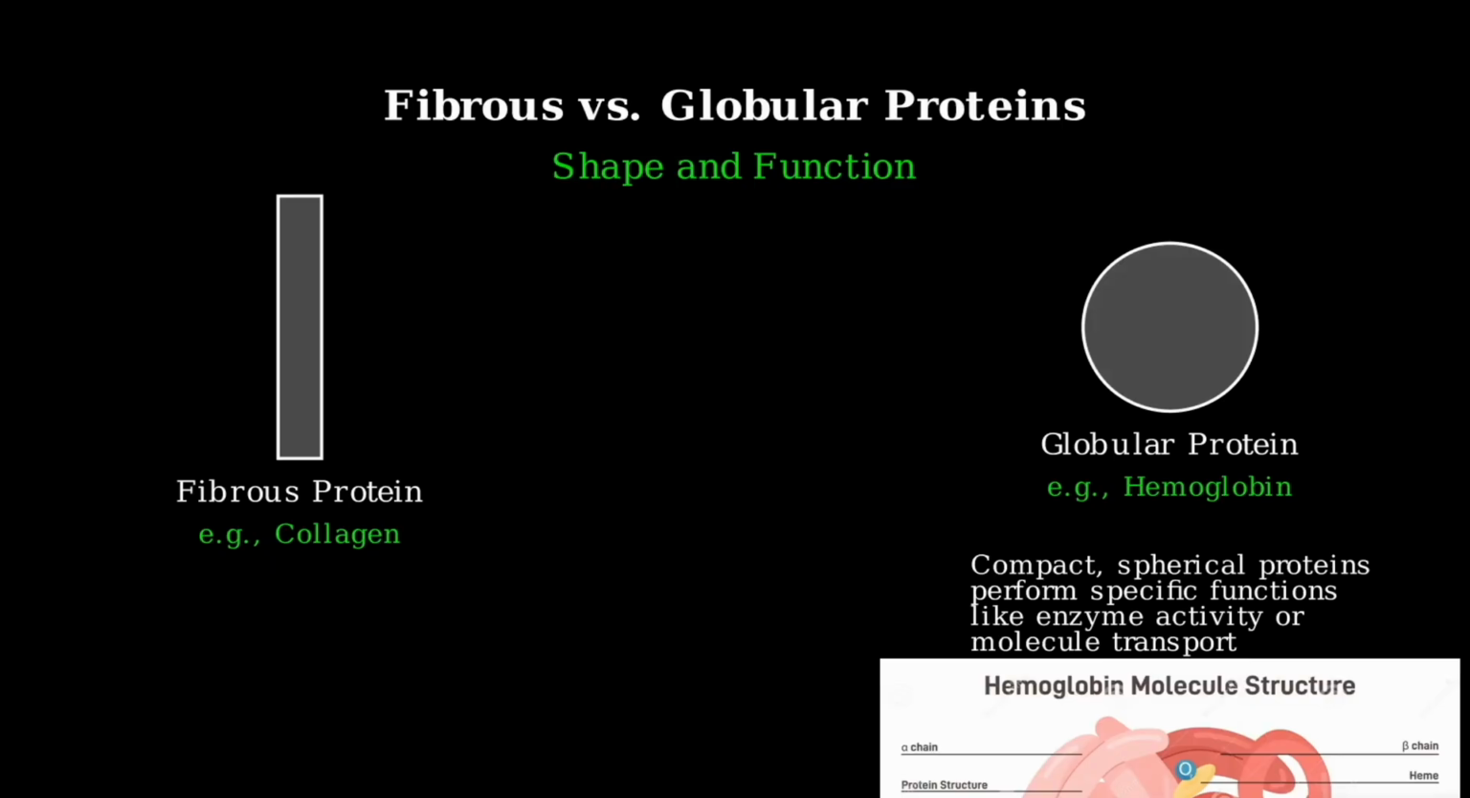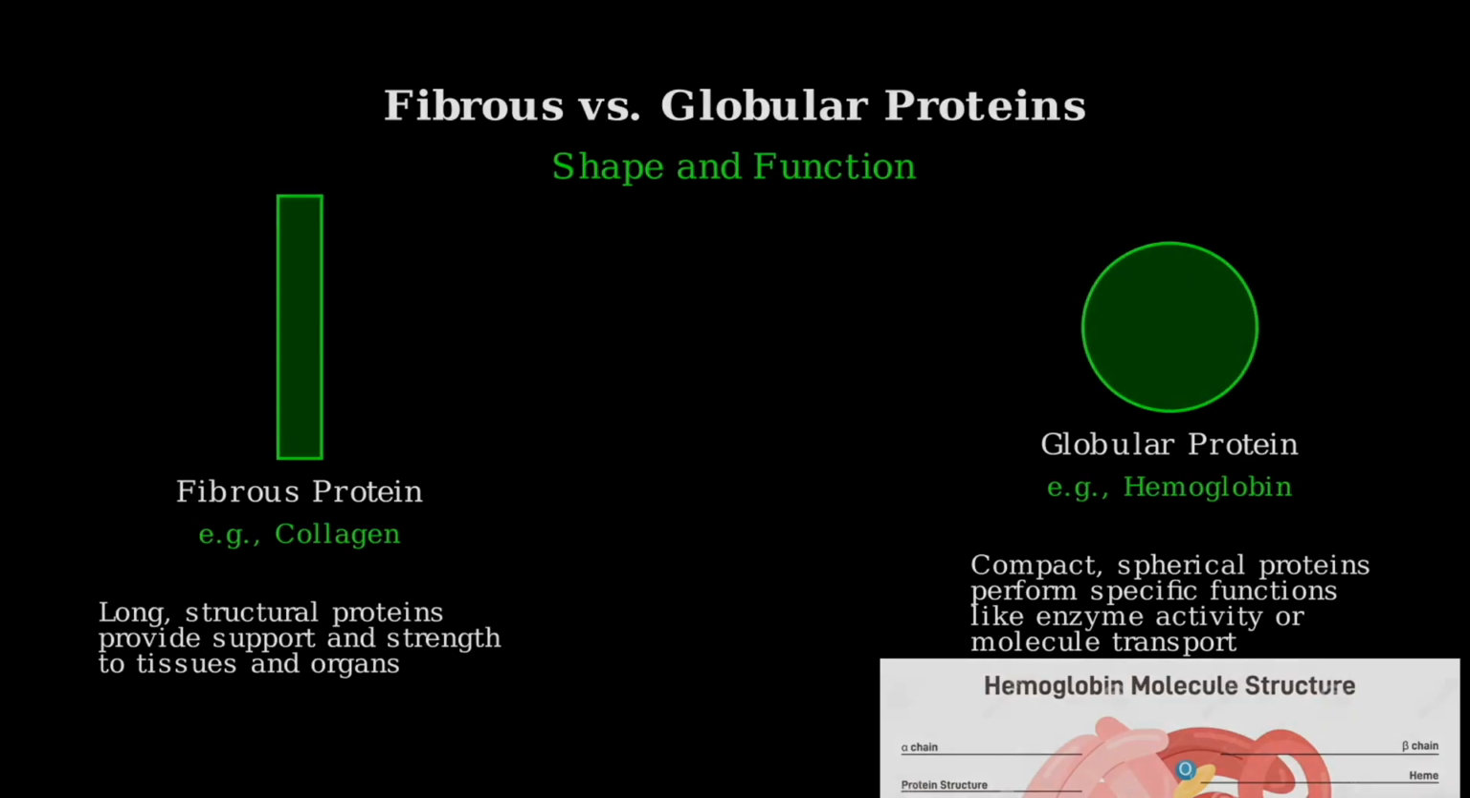Hemoglobin, for instance, is a globular protein that binds to oxygen in red blood cells and transports it throughout the body. The key difference lies in their structure and purpose. Fibrous proteins create the framework of cells and tissues, while globular proteins carry out dynamic roles in metabolism, transport, and regulation. This classification helps us understand how proteins contribute to the diverse functions of living organisms.